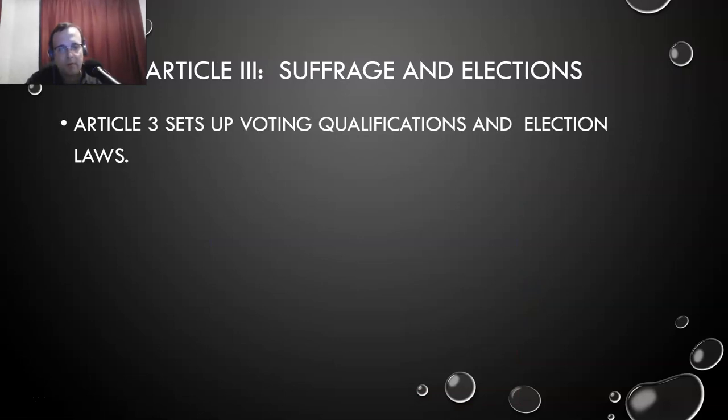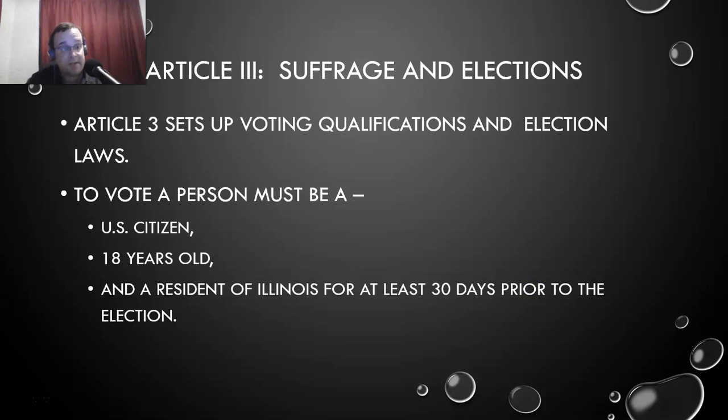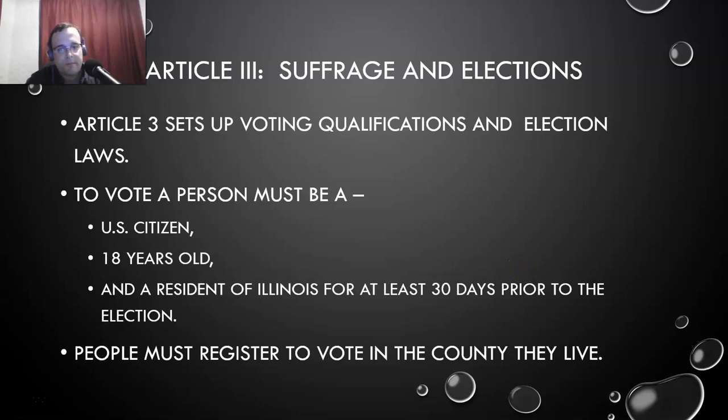Article 3, you get voting qualifications and election laws. If you want to vote, you have to be a U.S. citizen, 18 years old, and a resident of Illinois for at least 30 days prior to the election. Now, that's always something students have been surprised at, that the residency requirement isn't longer, but that's the way it is, 30 days. And you have to register to vote in the county in which you live.